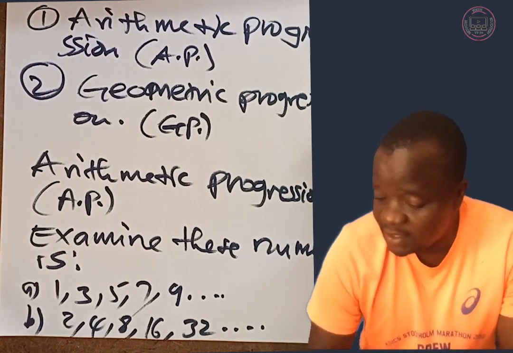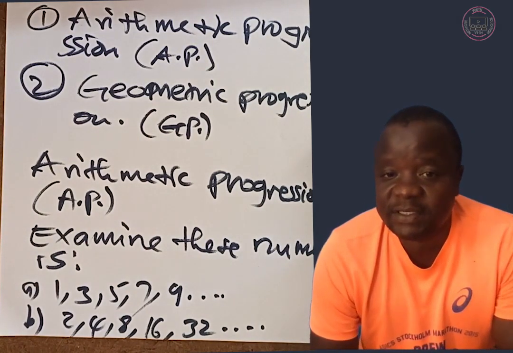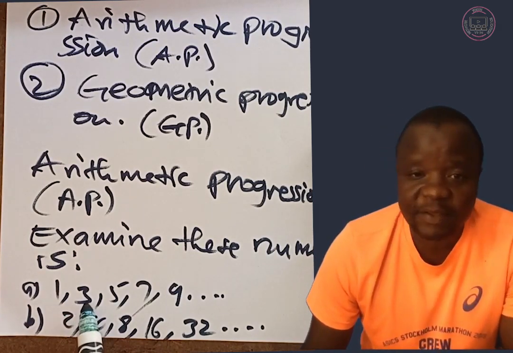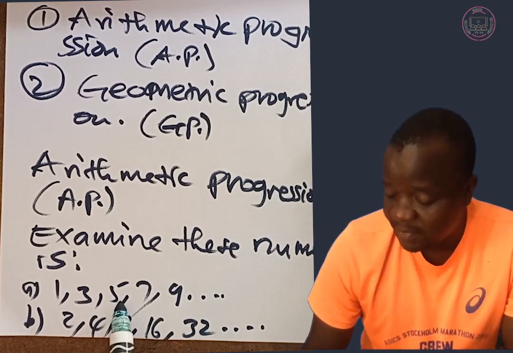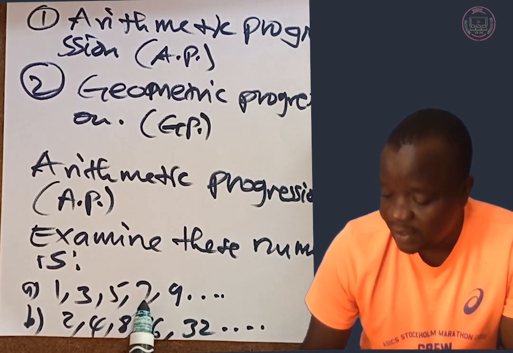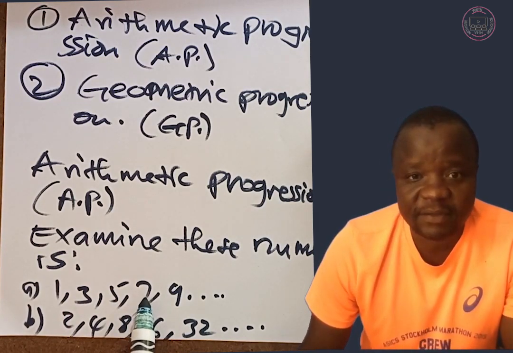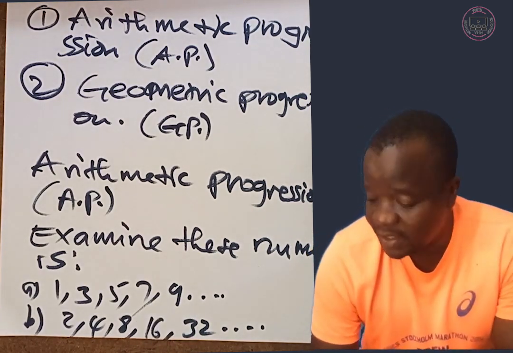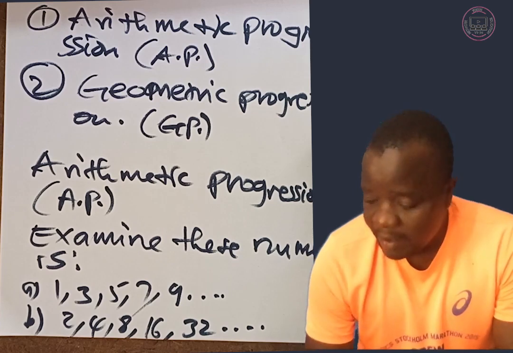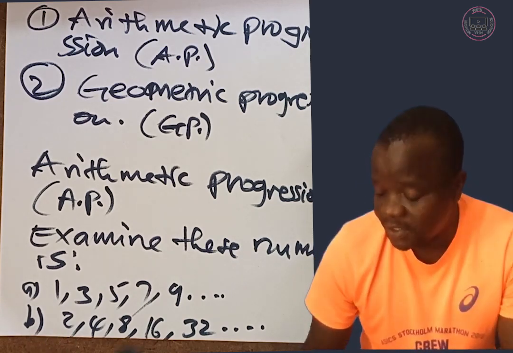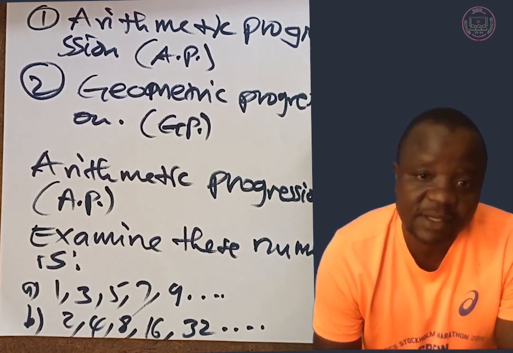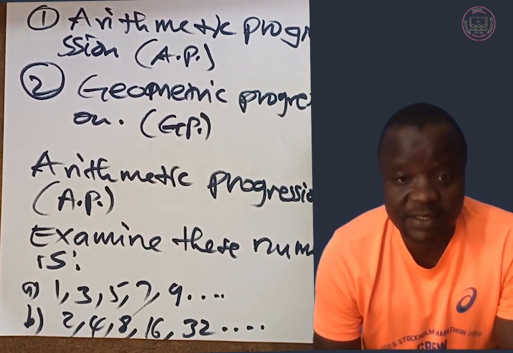So the terms in a sequence are basically separated by commas. As you can see, 1 is separated from 3 by a comma, 3 from 5 by a comma, 5 from 7 by a comma, and 7 from 9 by a comma. Likewise, you see that this is a list of numbers, which is a sequence. But then we said the sequence can be an arithmetic progression.